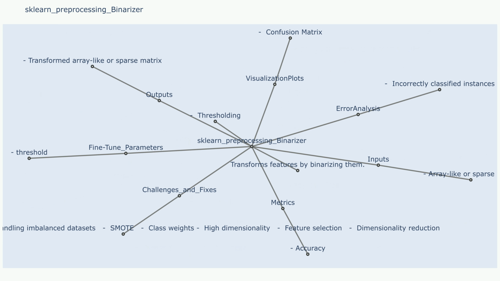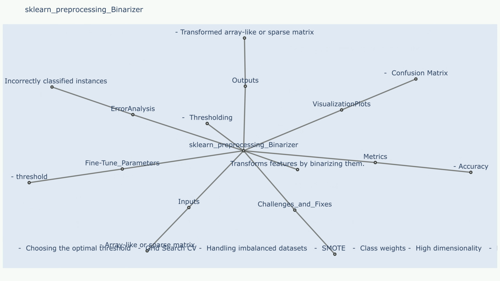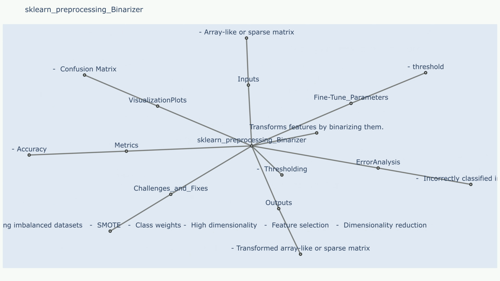If a feature value is greater than or equal to the threshold, it is converted to 1, otherwise it is converted to 0. By default, the threshold is 0.0. Outputs. Transformed X, a NumPy array or pandas data frame containing the binarized features. Self, the Binarizer object itself, allowing for reuse of the same transformation on different datasets.